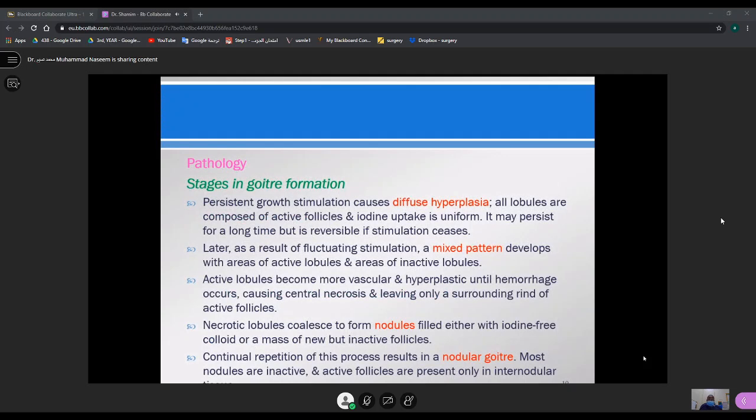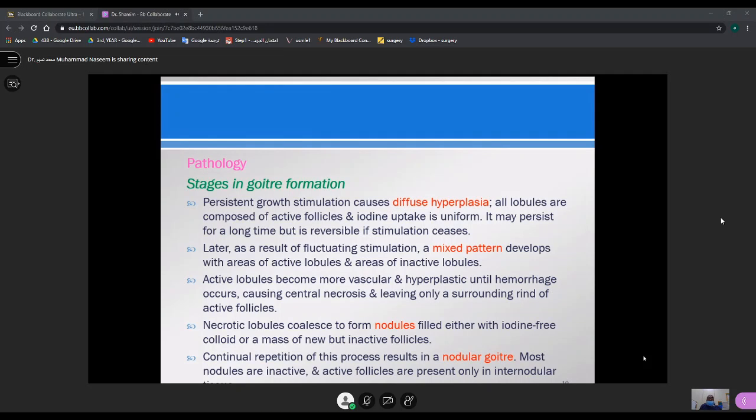Pathology, how the goiter develops and what are the different stages. Understanding of this is important from management point of view. So if we detect the etiology early and we identify in the stage of diffuse goiter, that can regress by conservative or drug treatment. But if it progresses to nodular formation, nodules cannot regress. We have to detect early in the diffuse stage.